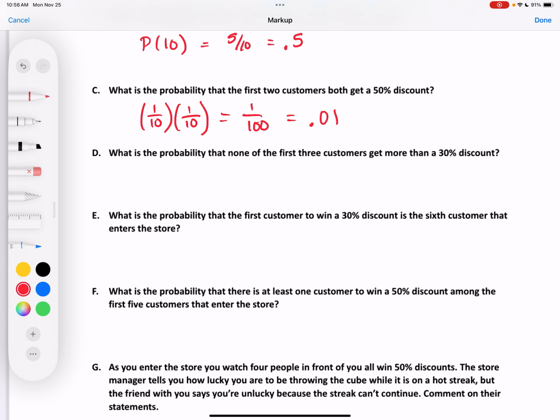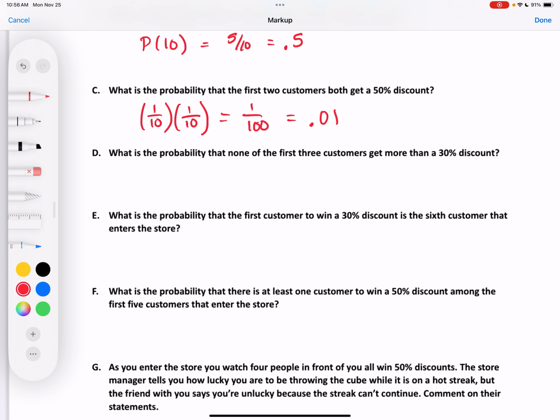What is the probability that none of the first 3 customers get more than a 30% discount? That none of them do? That'd be... so 30 and below, and then times 3. Yes.